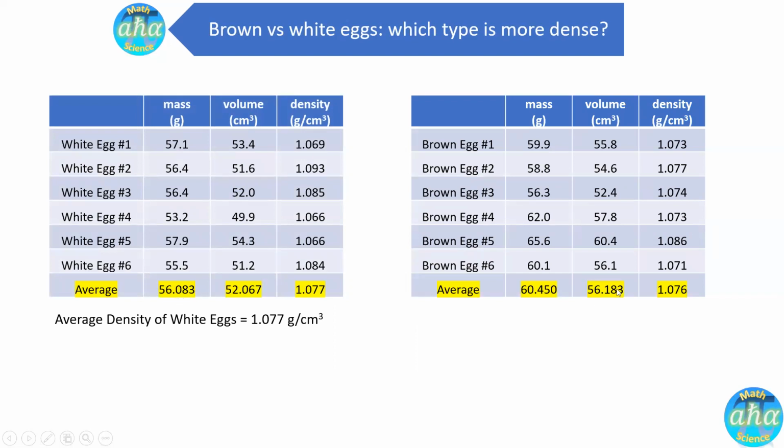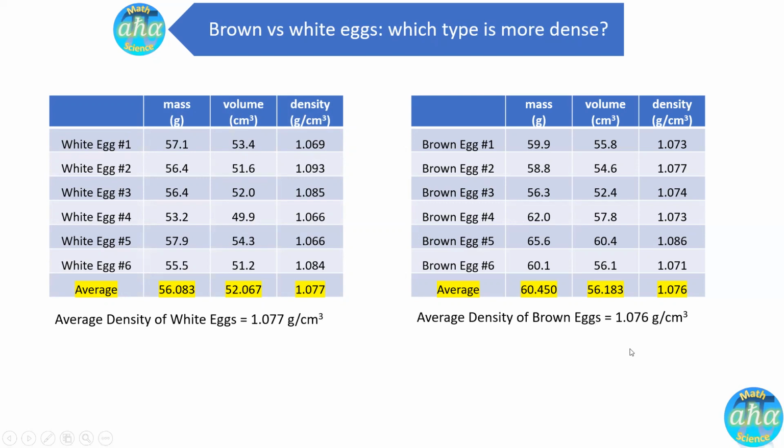And so the volume is also a little bit larger, but we can compute the density of each brown egg, and they're very consistent. It's about 1.07, except this egg number 5, which is slightly bigger. The average value of all the density is 1.076. So these two densities are very, very close. In fact, they're just within the measurement uncertainty of our method, because the uncertainty we can estimate is about 0.003. The difference between the two is 0.001.